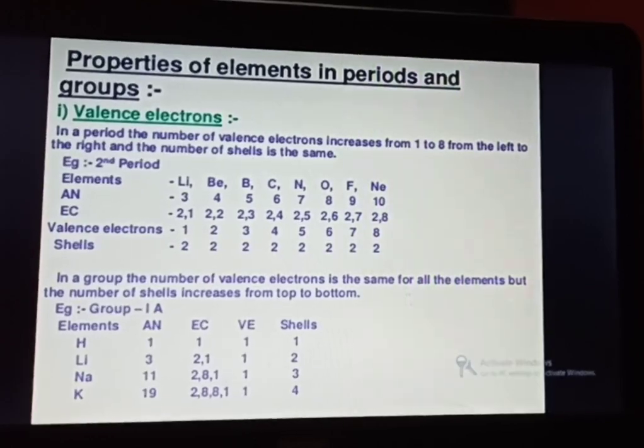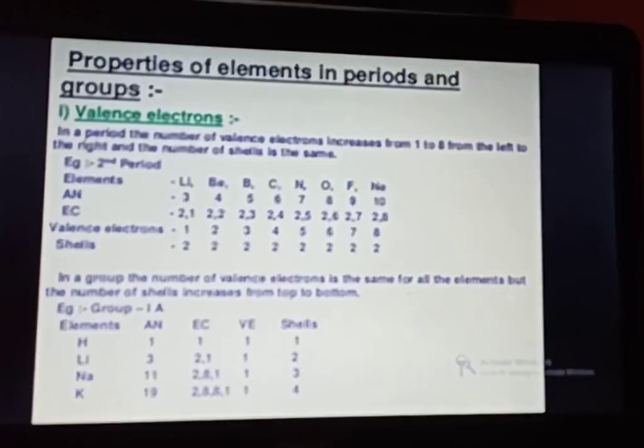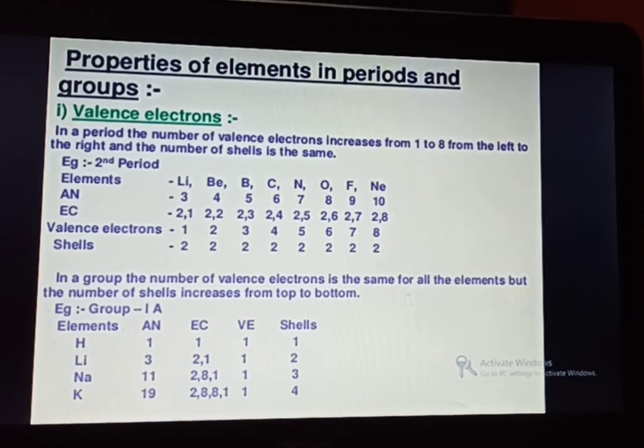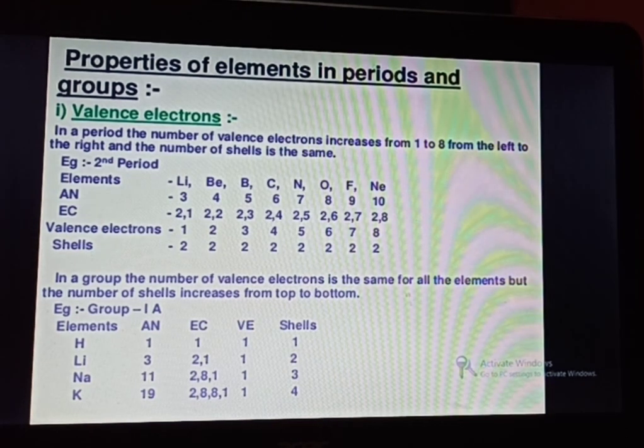Now properties of elements in groups and periods. First of all, we will discuss valence electrons. So in a period, the number of valence electrons increases from 1 to 8 from left to right, and the number of shells is the same. So that means if you move from left to right in a period, the number of valence electrons increases.